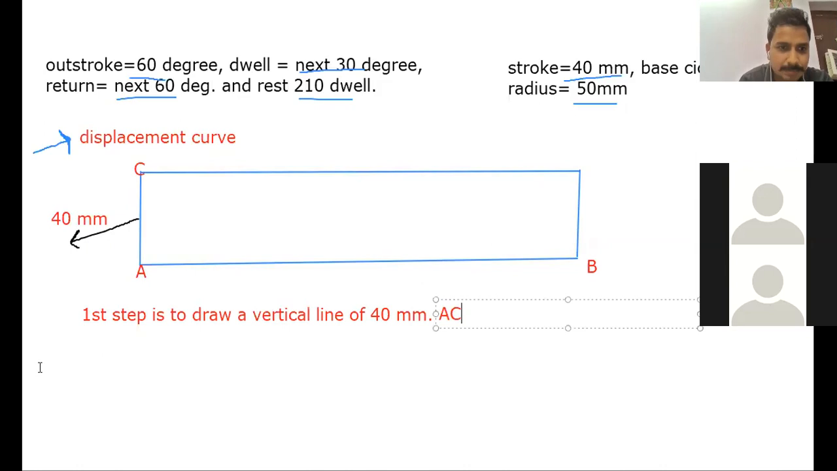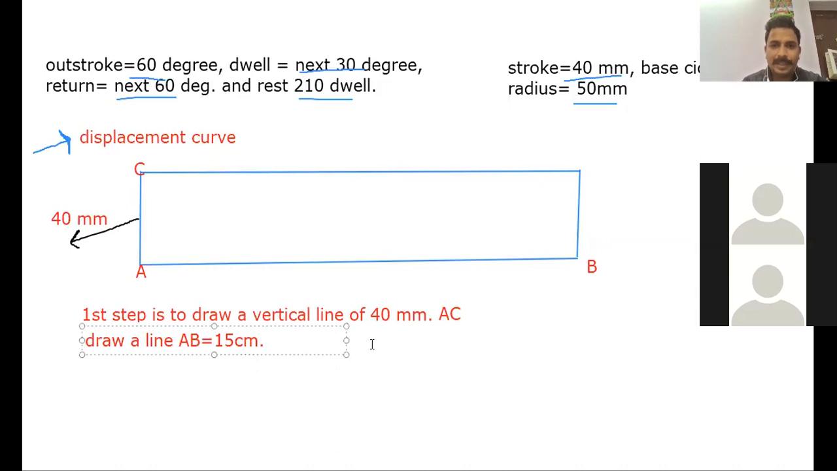Now, the second step that you should do is draw a line AB equal to 15 centimeters. This is my second step. Any doubt in this understanding? So the first thing I should do is draw a line AC equal to 40 mm. Why have I drawn it as only 40 mm? Because my stroke of follower is given to me as how much? 40 mm, correct. If the stroke of the follower was given to me as 30 mm, then the length of this line should be how much? Please tell me.